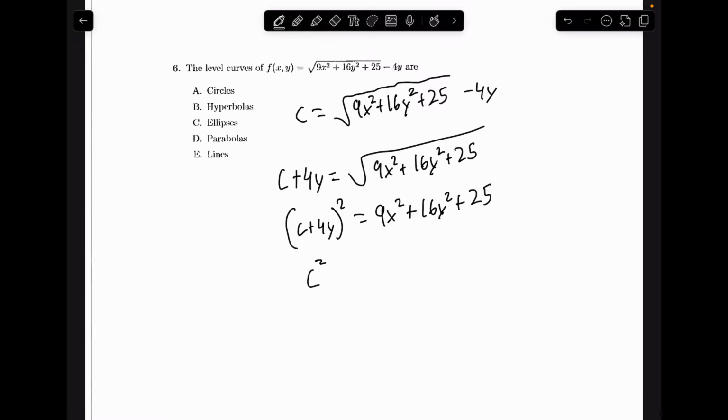So c squared plus 8cy plus 16y squared is going to be equal to 9x squared plus 16y squared plus 25. So just the same thing on the right-hand side. And it's always good when things cancel because it makes me feel like I'm doing something right. So 16y squared goes away on both sides. And okay, what are we looking at here?